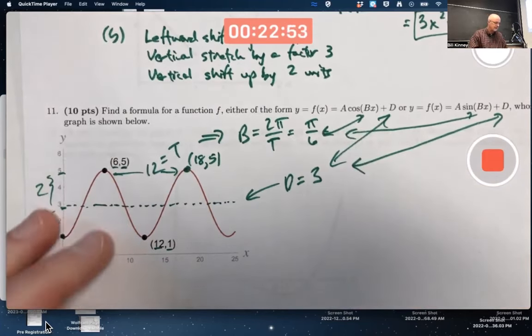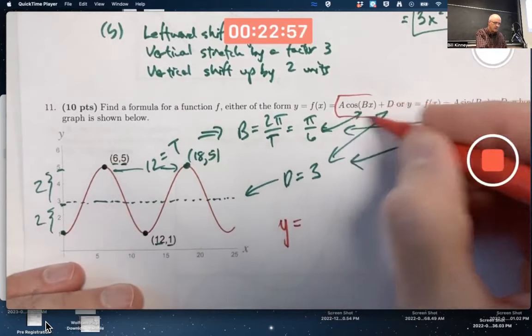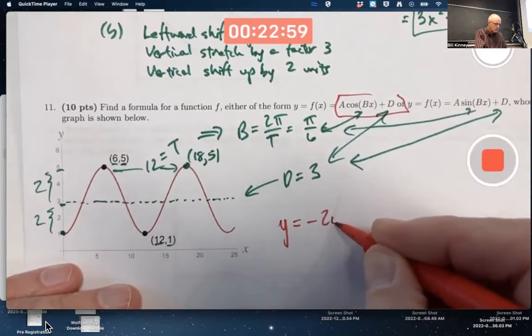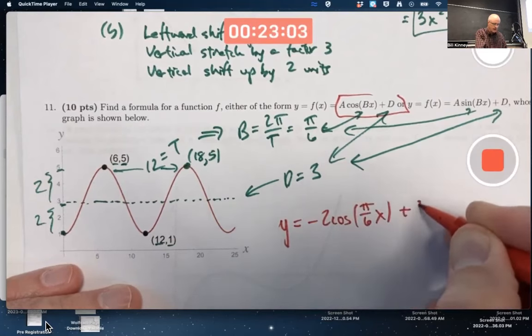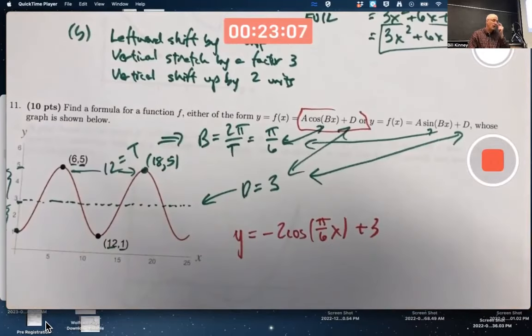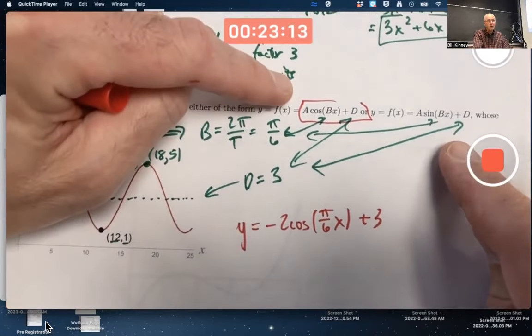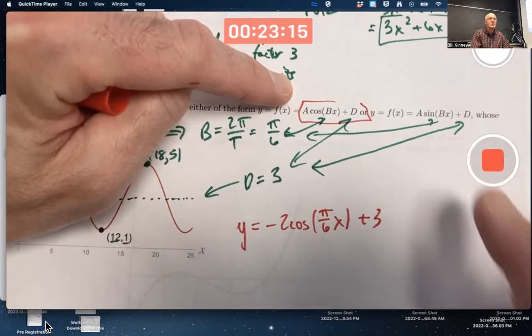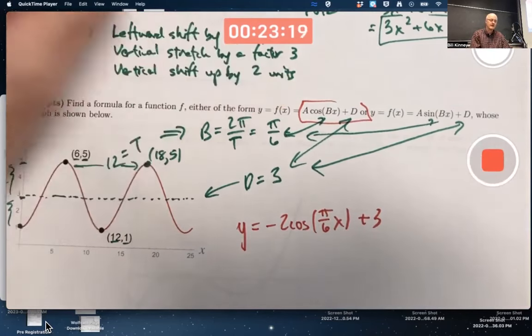So what I was looking for in your answer was y equals, using this one, negative 2 cosine of pi over 6 times x, plus 3. Now, that's not the only way to write the answer as far as this graph goes. It is the only way to write an answer in one of these 2 forms. If you wrote it in a different equivalent form, I did still give you full credit.